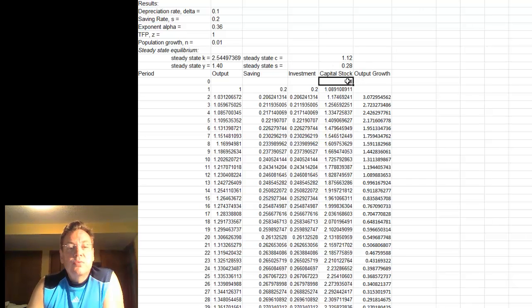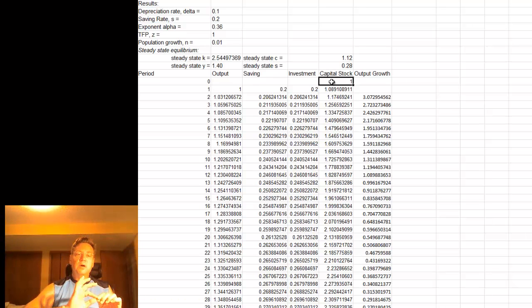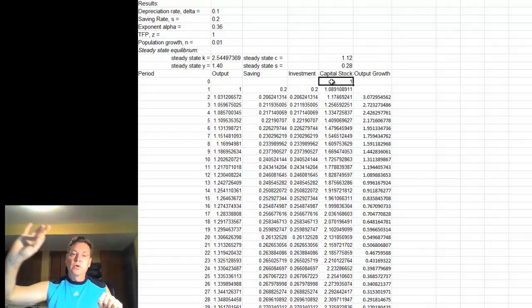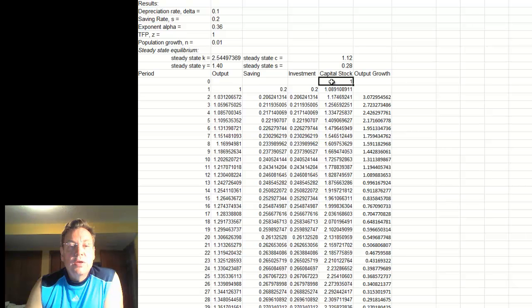Well, what we're going to do here is start the capital stock at 1. This is completely arbitrary. What you should realize is that when you start it at 1, you're starting below the steady state capital. And what that means is that over time, the capital stock is going to grow and eventually equal the steady state capital. We arbitrarily set the initial capital stock to 1.